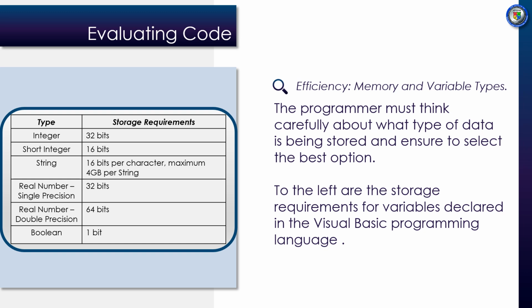As well as constructs, we must also think about memory and variable types. We must think carefully about the type of data that's being stored to ensure we select the best options. In our example to the left, the storage requirements for variables declared in Visual Basic Programming can be seen. As we see, for example, a real number single precision variable of 32 bits is half the storage requirements of a variable declared as double. Careful selection is important.